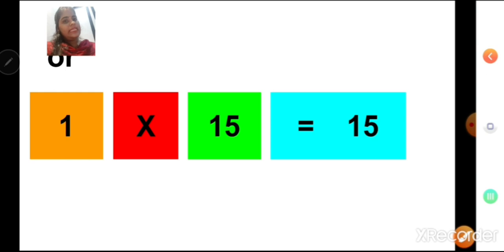Also, the same way, 1 multiplied by 15. You are multiplying 1 with 15. The answer will be 15 only.